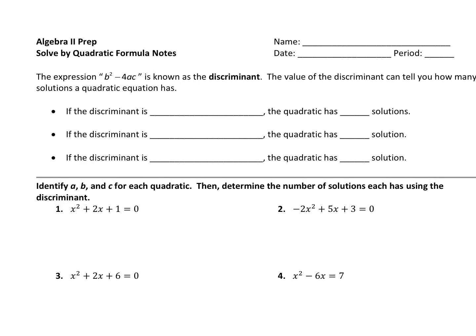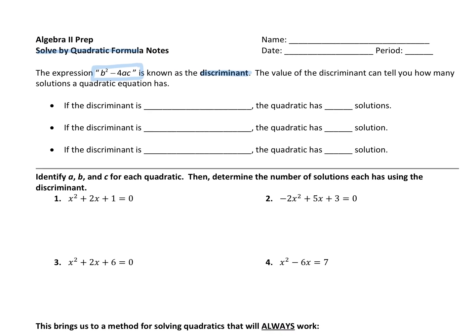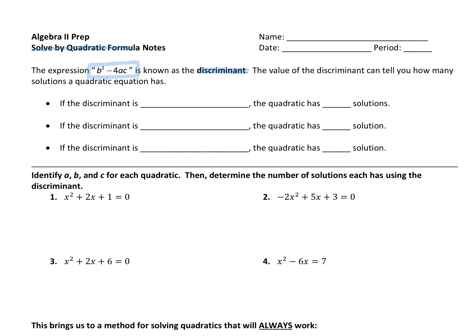In this video, we are going to talk about how to solve by quadratic formula. So the first thing we're going to talk about is this expression that's b squared minus 4ac. And this is known as the discriminant. So what does the discriminant do? The value of the discriminant can tell you how many solutions your quadratic equation has. So let's talk about that.